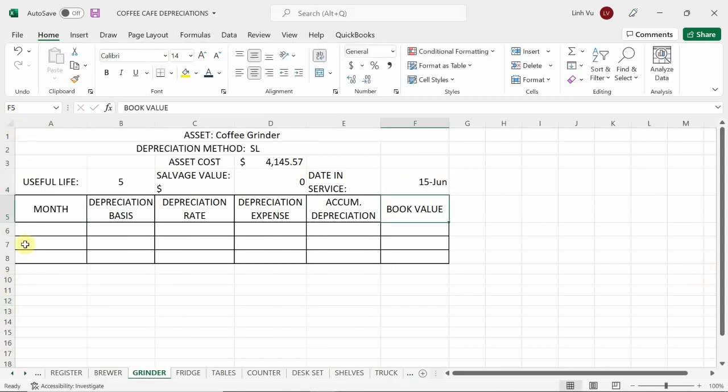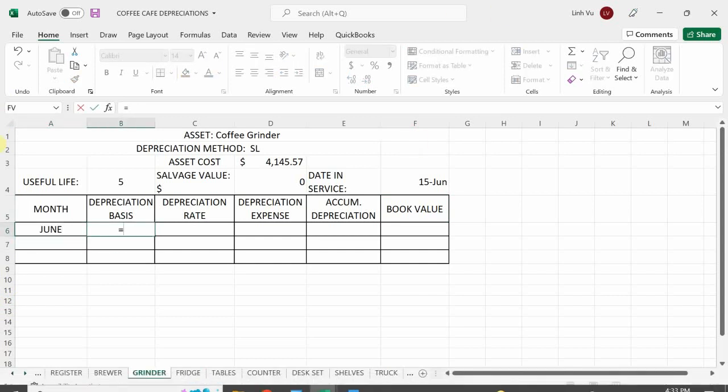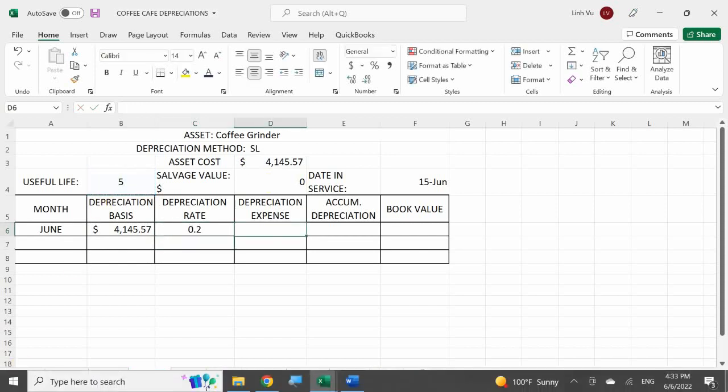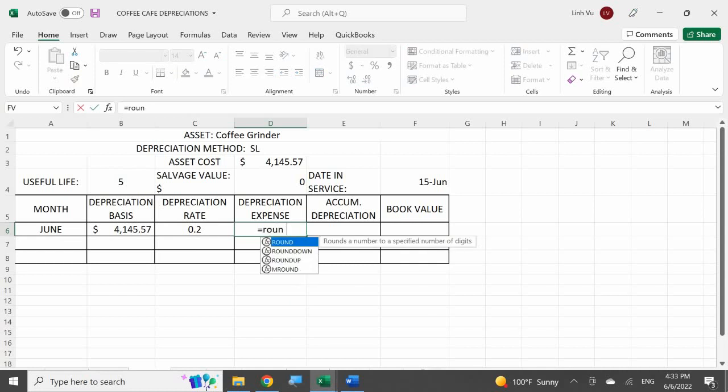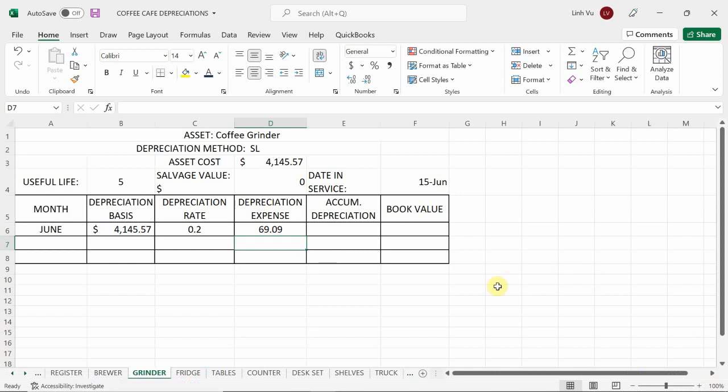So that means my depreciation basis is your asset cost minus salvage value, so again 41.45.57. The depreciation rate is 1 over the estimated useful life of 5 years, which gives you 20%. And we're going to calculate this as basis times rate divided by 12, rounded to 2 decimals. So that's going to be $69.09 for the depreciation expense for the month of June.